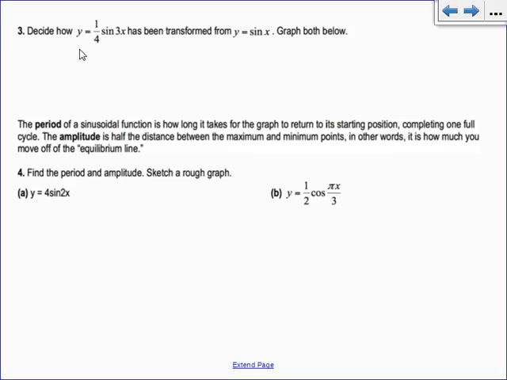So number 3, describe how y equals 1/4 sine of 3x is transformed from the y equals sine of x graph, both below. Okay, a little bit weird. So what do we think? What's the 1/4 do? What does that make, like, vertical what? Vertical compression? Mm-hmm. Okay, so what's our trig word? It starts with an A.